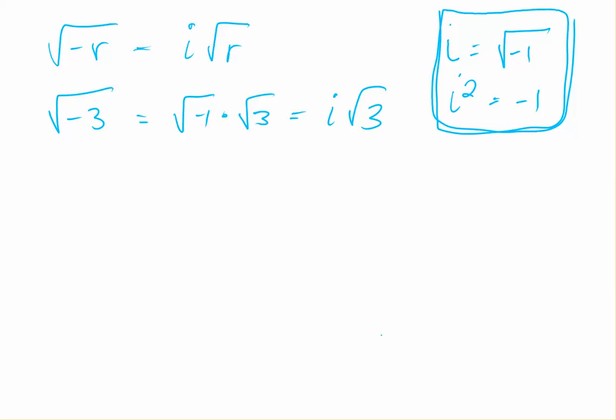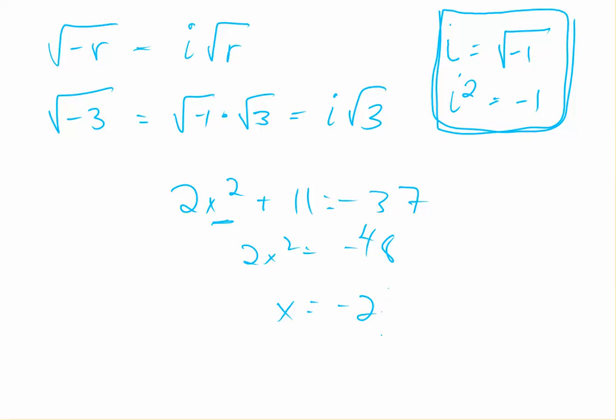In the same way, I'll show you how to solve a problem like this. So 2x squared plus 11 equals -37. So subtract the 11. Notice there's no normal x term, there's only x squared. So we're just going to get everything away from it. So subtract 11 to get to -48 equals 2x squared. Divide by 2 to get -24. Now we're going to take the square root. So x equals the square root of -24.